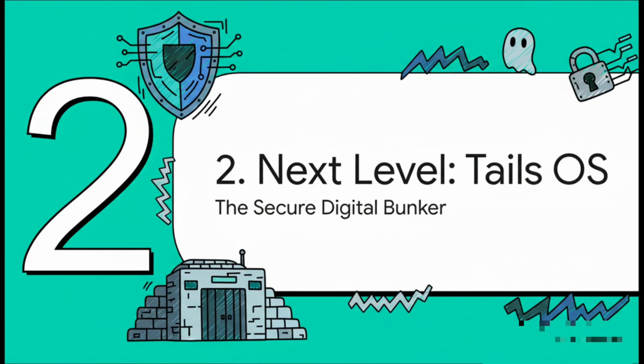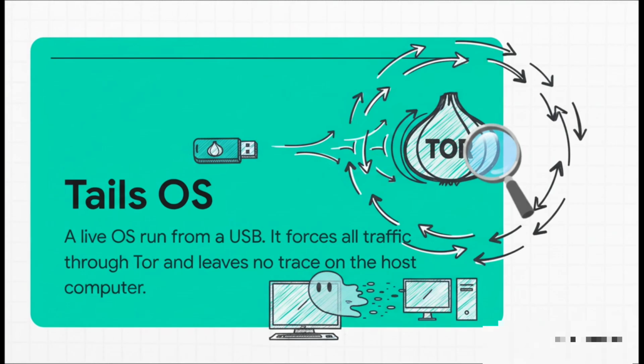And that brings us to this amazing operating system called Tails. Think of it as your own personal, secure digital bunker. Now, Tails is a complete game changer. It's what's called a live OS, which means it runs entirely off a USB stick, totally separate from your computer's main system. The best part?